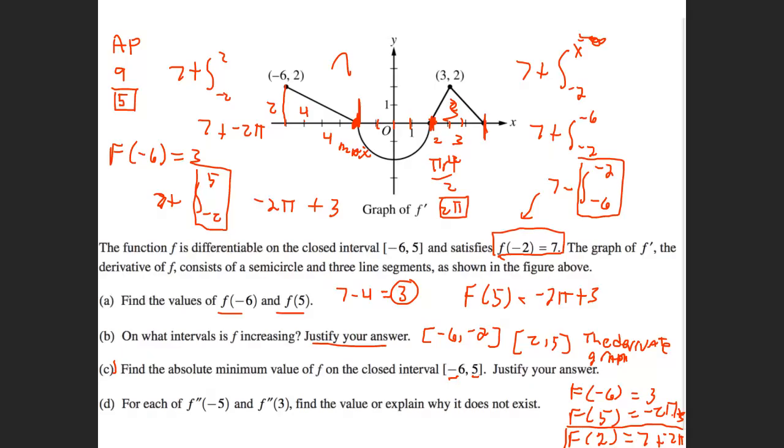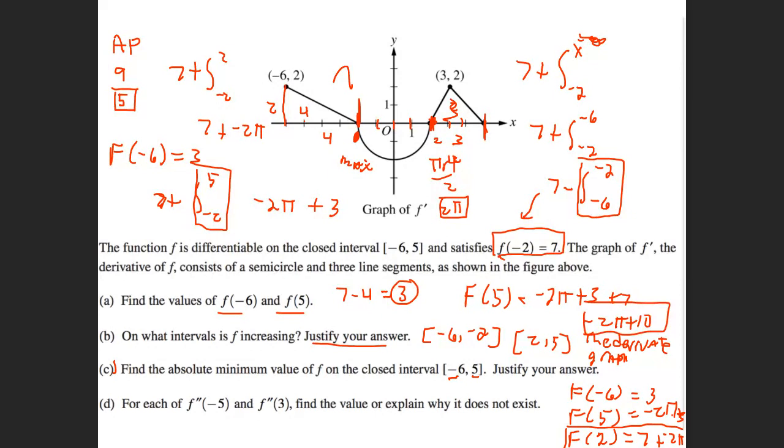I figured f of 5. This is not f of 5. That is the area from here to here. I forgot to add the 7 back into it. Remember, you have to have that 7 added onto it. So this really should have been negative 2 pi plus 10. Sorry about that. I missed adding on the 7.